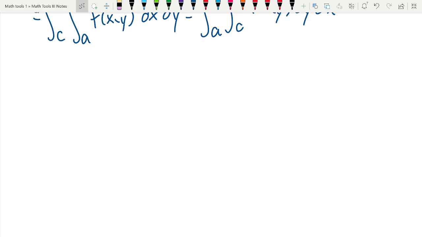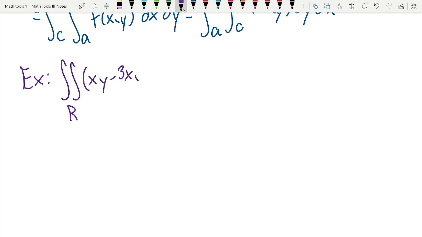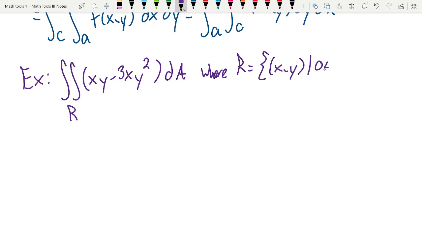So in this video, I just want to do a bunch of examples of double integrals, just over rectangular regions for this one. So let's find the integral over R of xy minus 3xy squared dA, where R is equal to x and y such that 0 is less than or equal to x, less than or equal to 2, 1 is less than or equal to y, less than or equal to 2. I think I'll just write the interval cross interval notation in the future just to save some writing time there.